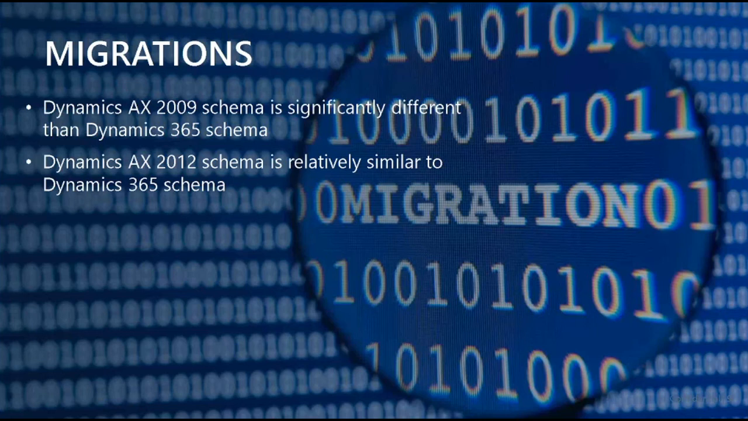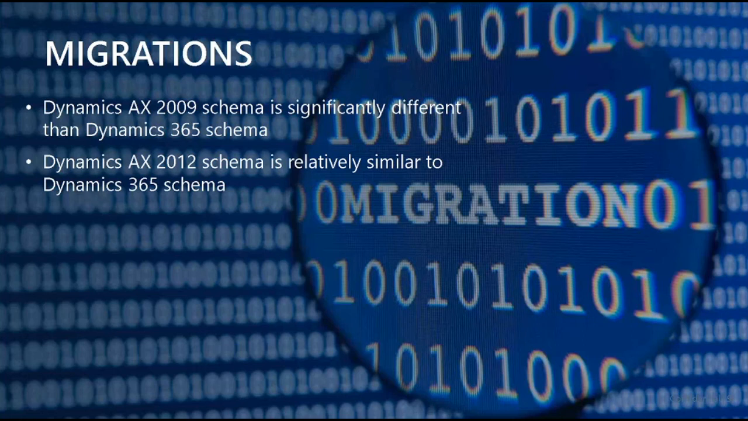This is one of the biggest things that we are going to end up tackling, right? The schema has significantly changed. If you are especially on 2009 to 365, the schema has changed significantly. With 2012, they are relatively similar, since 365 was kind of built on the 12 schema. And again, as we are introducing more functions and areas, the gap is widening a little bit, but the core schema that you should consider is pretty much the same.